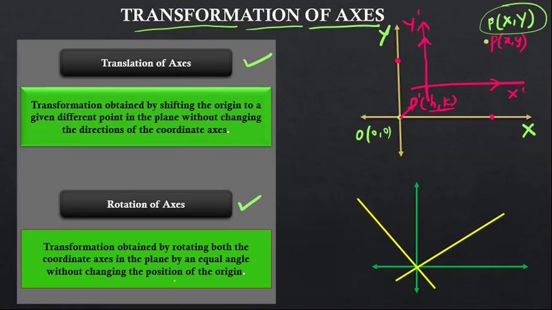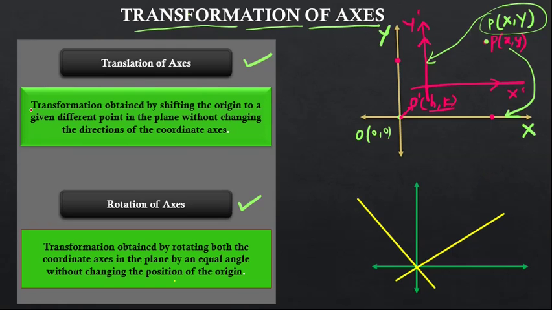So this is the coordinate points with respect to the new axis, whereas the small x comma y are the coordinates of the point with respect to the old axis, the original axis. This is nothing but translation of axis. That's it. Now I'll read the definition.